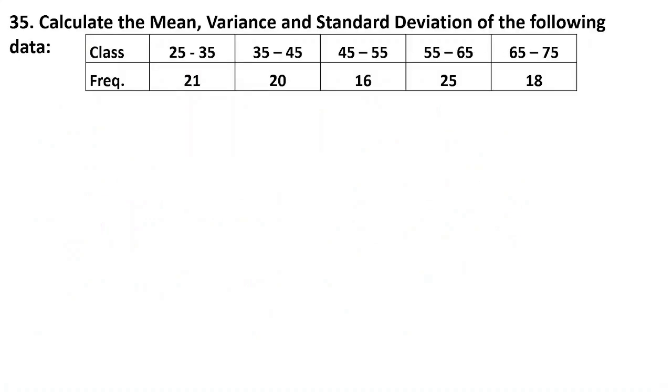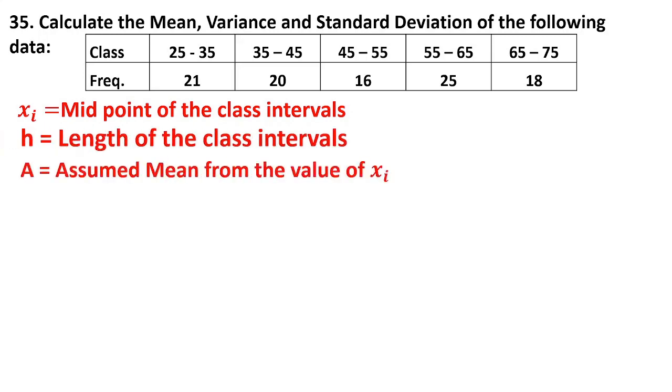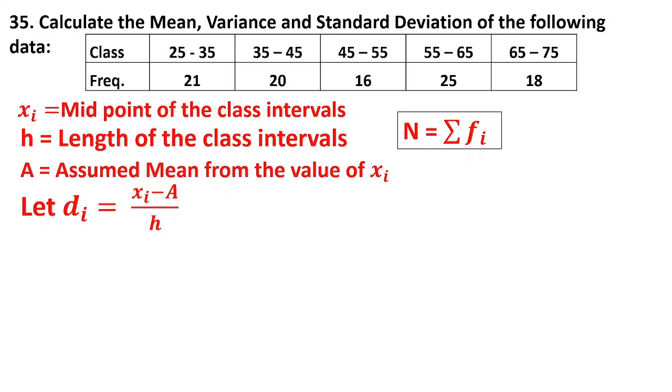Question number 35. We have to calculate the mean, variance and standard deviation. For that, let us recollect. xi is the midpoint of the class intervals. h is the length of the class interval. a is an assumed mean. We are going to use the step deviation method. We have to take n as sigma fi and di as xi minus a by h.